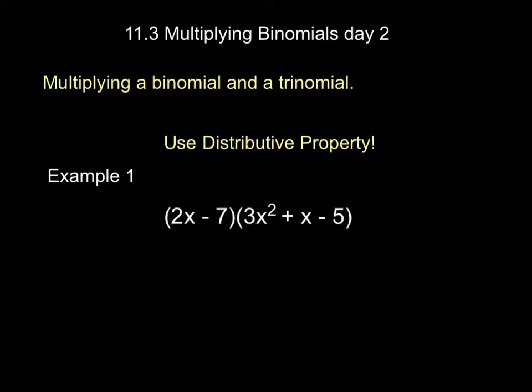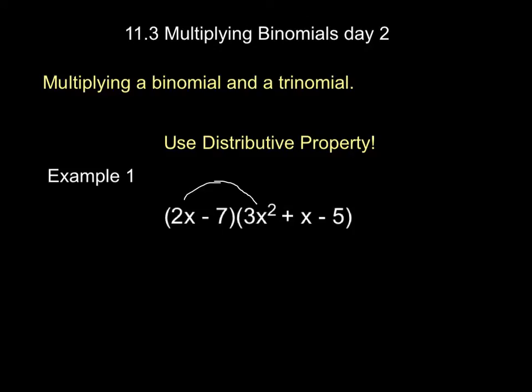In part 2 of multiplying binomials, we're going to look at multiplying a binomial with a trinomial. And all we're doing here is just using straight distributive property, making sure that every term in the first group is multiplied by every term in the second group. So we're going to start out by multiplying the 2x with the 3x squared.